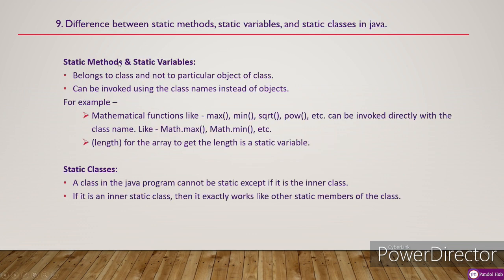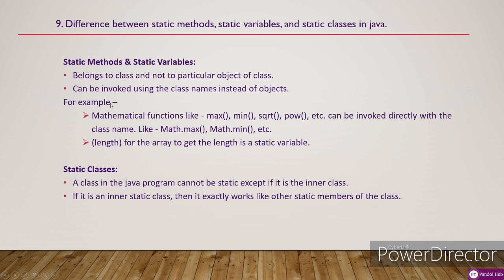So the next question is the difference between static methods, static variables, and static classes in Java. Static methods and static variables belong to the class and not a particular object of a class. So both methods and variables have the scope of the class rather than being associated with a particular object of the class. Since they have the scope at the class level, the static methods and variables can be invoked directly using the class name instead of the objects of the class.